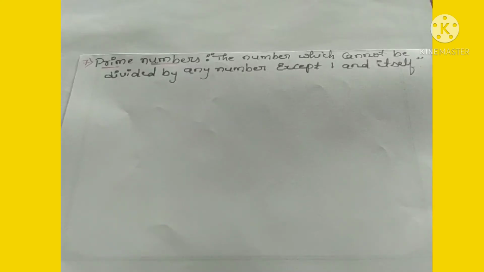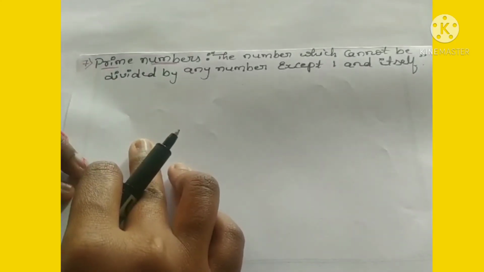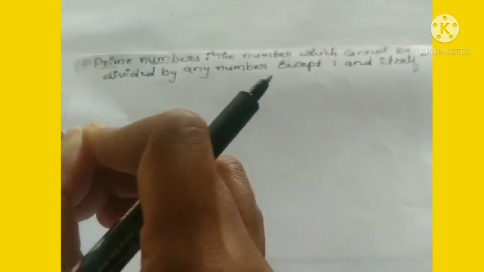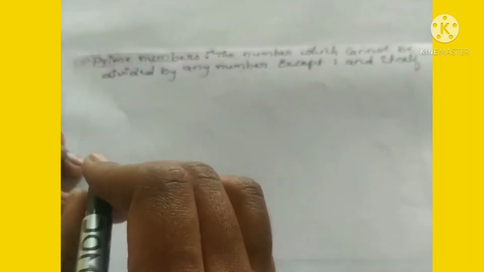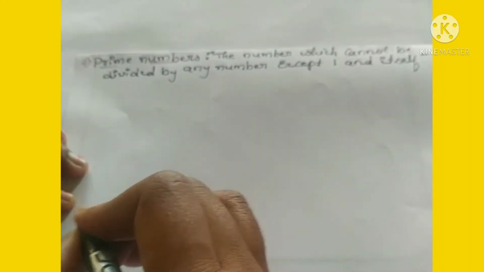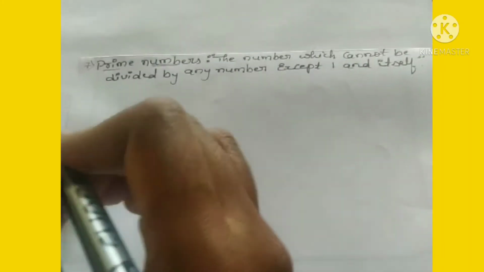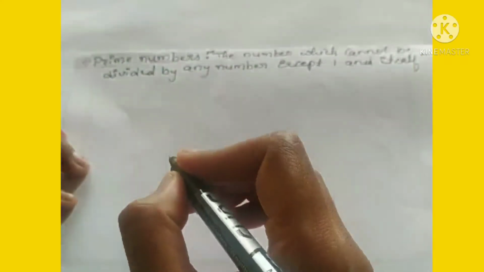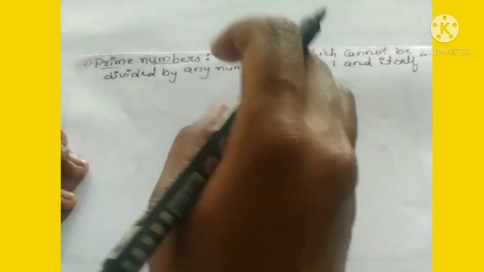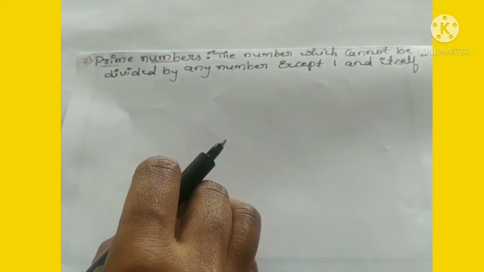Prime number means the number which cannot be divided by any number except one and itself. It means, if you consider any number, that number should be divisible by 1 and itself, but it is not divisible by any other numbers. That is the meaning of a prime number. I will explain this with the help of an example.